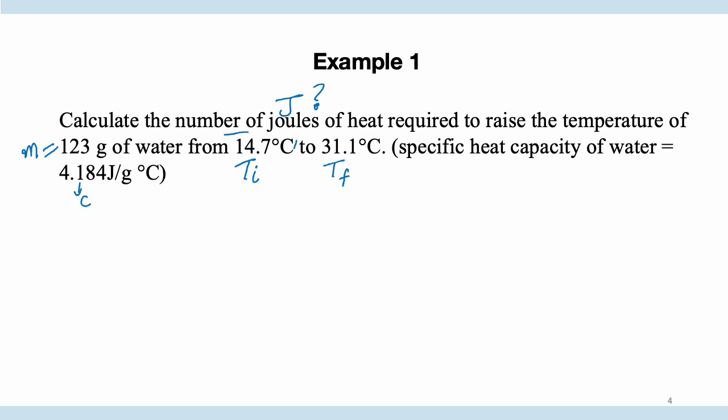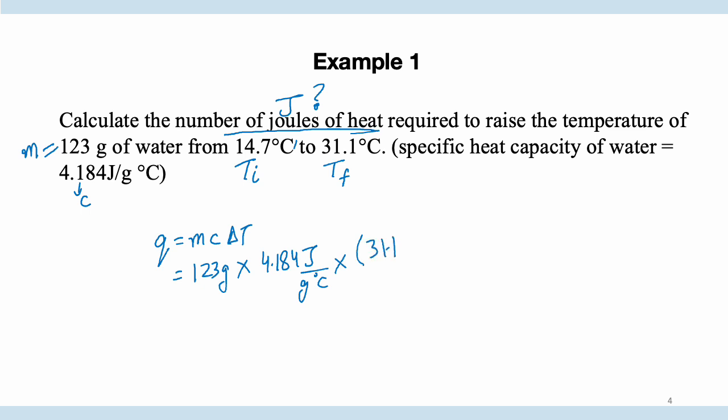And the question is asking how much heat is released in joules. So what is heat? Q is mc delta T. So we can just simply plug in all the values. Q is going to be 123 grams times C, 4.184 joules per gram degree Celsius, times change in temperature, which will be 31.1 minus 14.7 degree Celsius. If you work with units, gram and gram cancel, degree Celsius cancels. At the end, the unit that we are left with is joules.